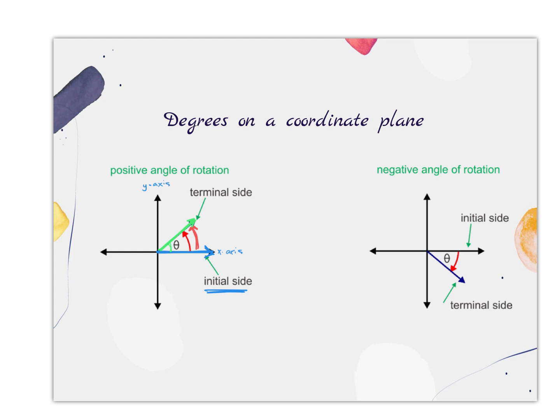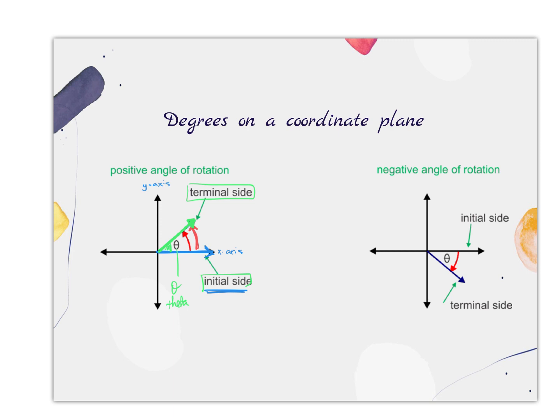We use this little symbol here. It looks like that, and it's called theta. So when we don't know the angle, we call it theta. So angle theta is formed by the initial side in blue and the terminal side that I did in green. So again, where the angle ends, that line where it ends, that's going to be your terminal side.